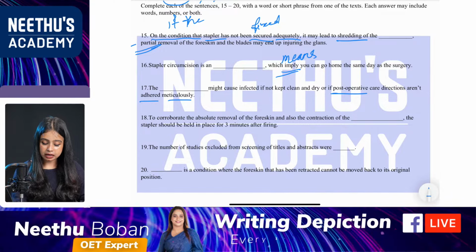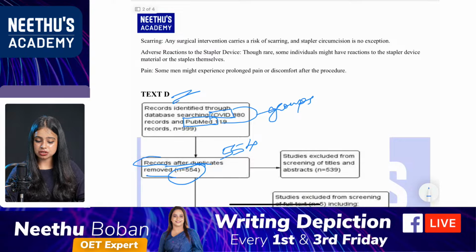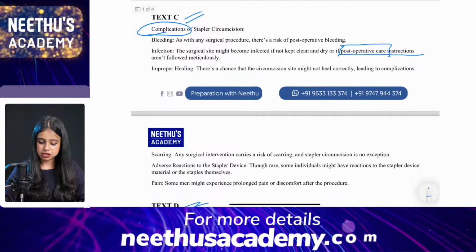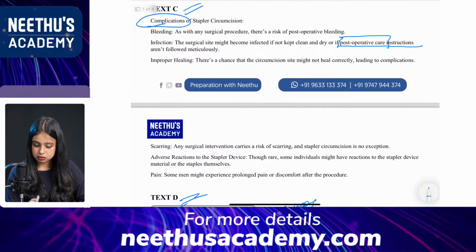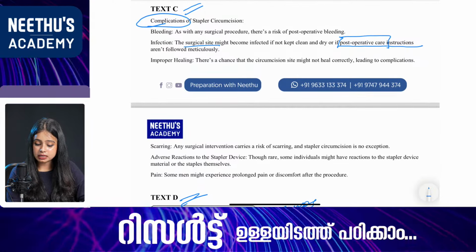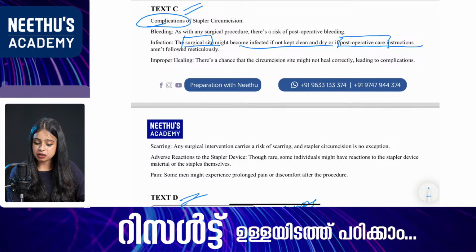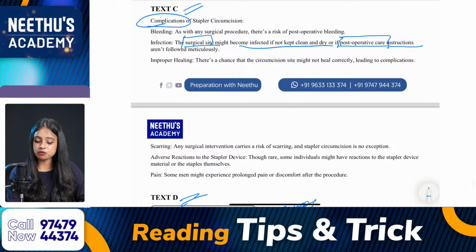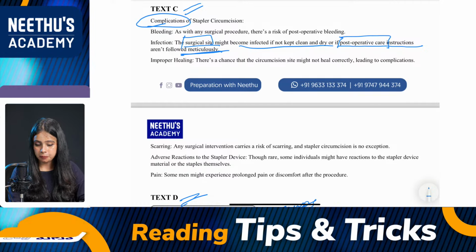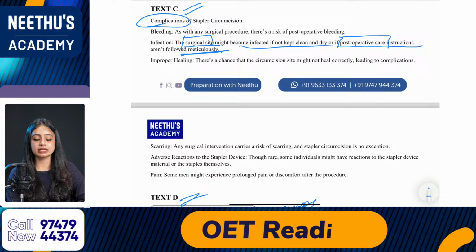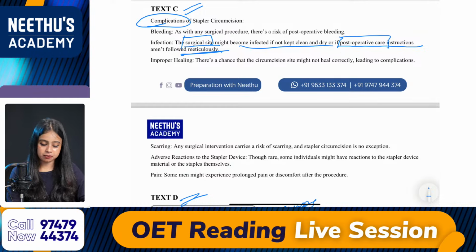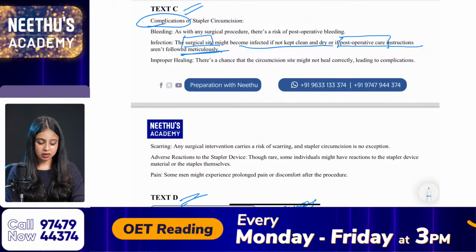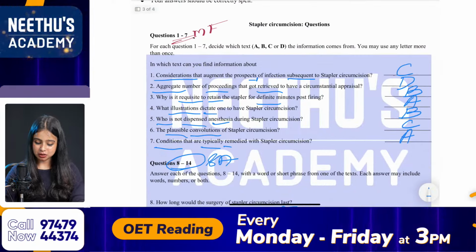Very good, very good. And where is it mentioned? It is in complications from text C. Here in infections they have mentioned about the surgical site might become infected if not kept clean or dry, if post-operative care instructions are not followed meticulously. Exactly. So answer is surgical site from text C. Very good. A lot of correct answers. Okay, Nisha. Hi, Nisha. So yes, coming back to the question.